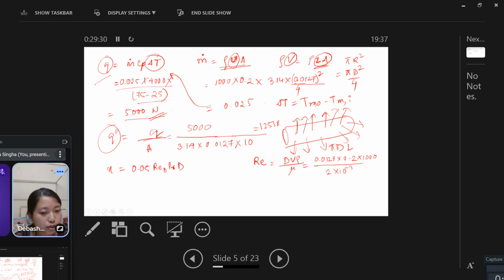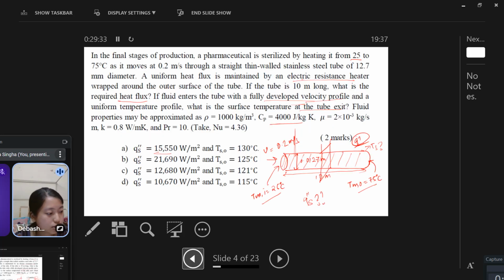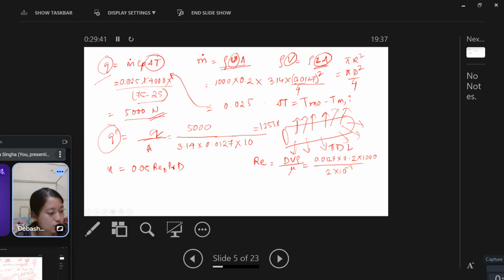If by any chance it is not given whether it's a fully developed velocity profile, then you can find out whether it's fully developed or not just by this equation. If it is more than the pipe length, then it's not fully developed. But if the pipe length is greater than this, then it is fully developed. For this you require Re, and the Prandtl number and D are already given, so you need to find out the Reynolds number. For laminar, this is the way to check.